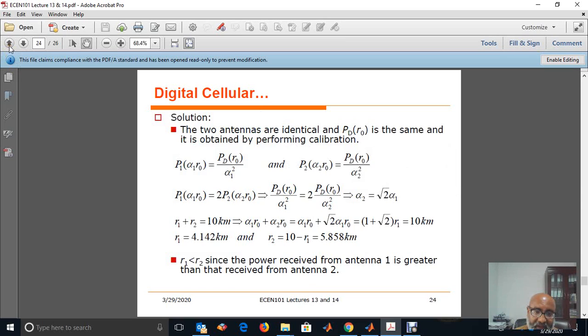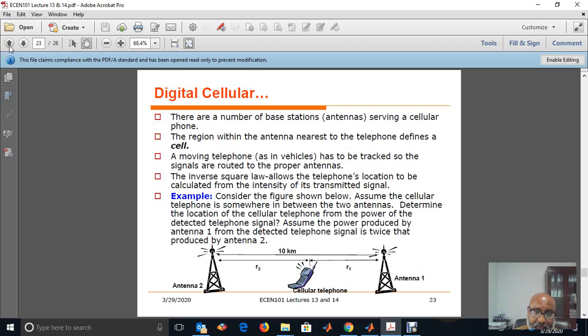So let's go to this example. I have here a base station antenna, and another base station antenna here. In between, I have a cellular telephone here. So the concept of received power can be used to determine the location of this cellular telephone. So it can be used for localization.